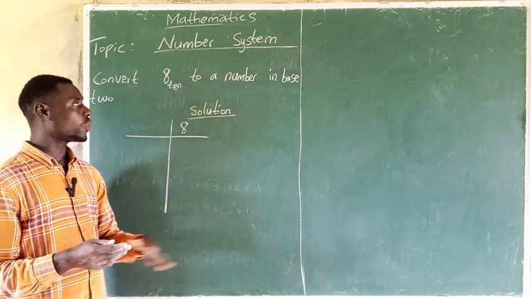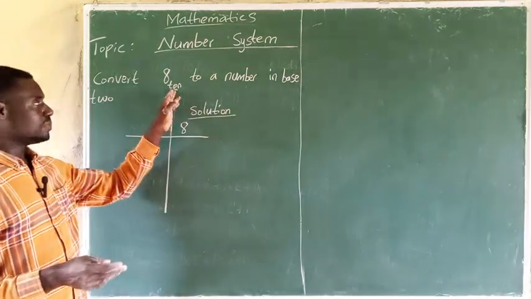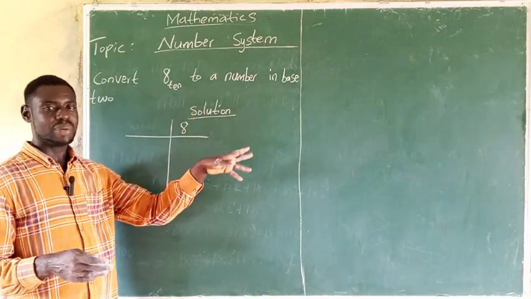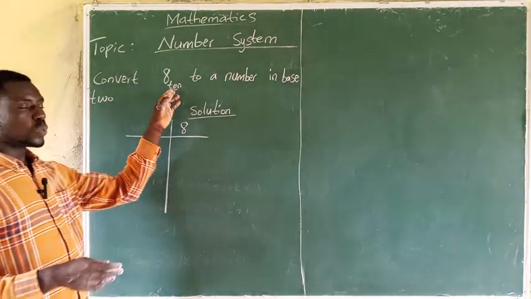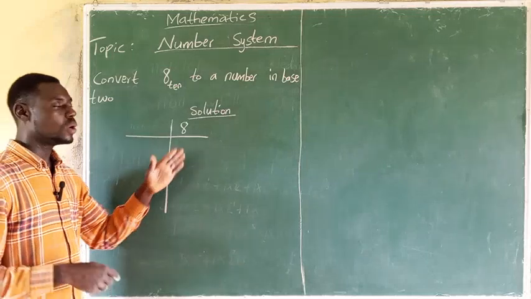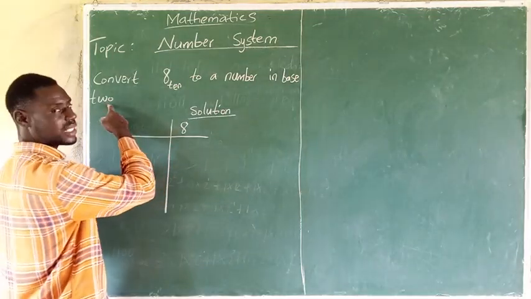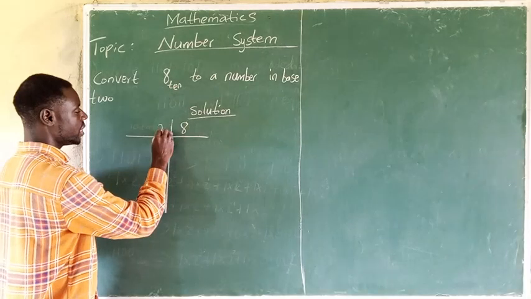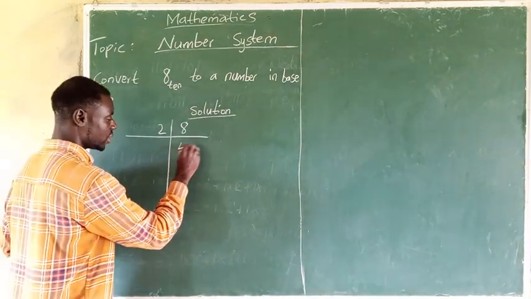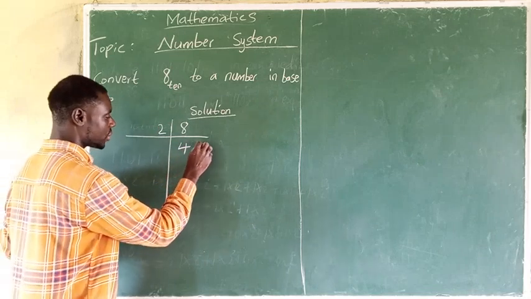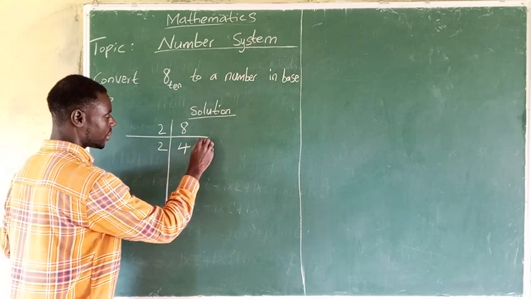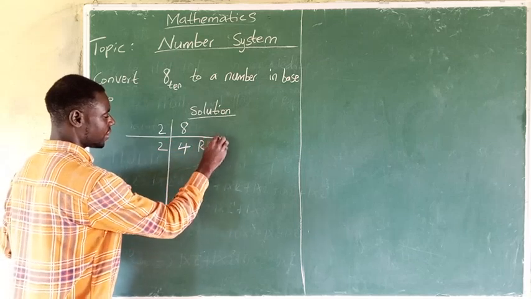Now, in our next example, I'm going to show you where base 10 is not given, maybe base 8 or base 5, to be converted to another base. Now, base 10 always automatically takes you to the prime factor method. Since you are converting it to base 2, you bring 2 here. How many times can 2 go into 8? It is 4. Remainder 0.